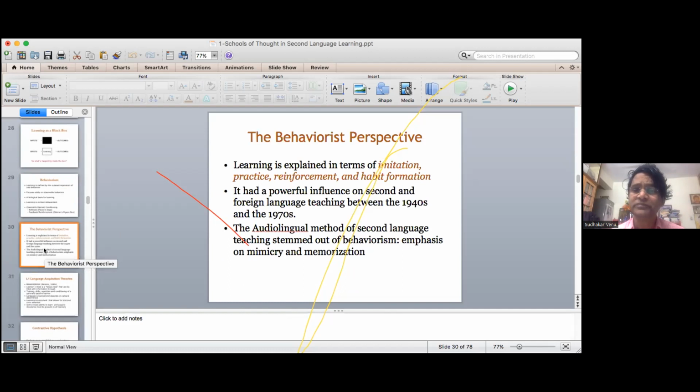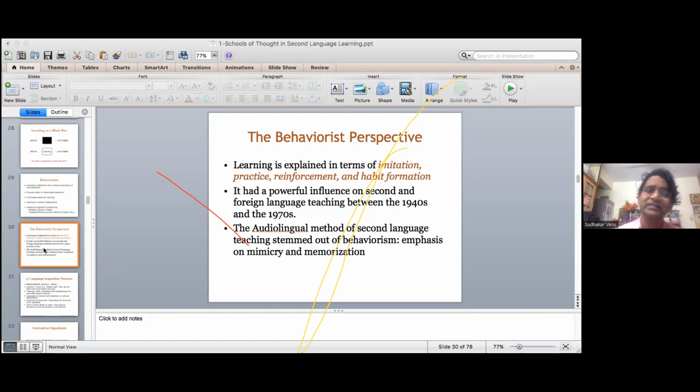Learning is primarily explained in terms of imitation, practice, reinforcement, and habit formation. No doubt, all these aspects are very important in learning. But you cannot reduce learning only to imitation, only to habit formation, only to reinforcement. This is very important, because learning is a much more comprehensive, organic, semiotic space. It's a very powerful space.